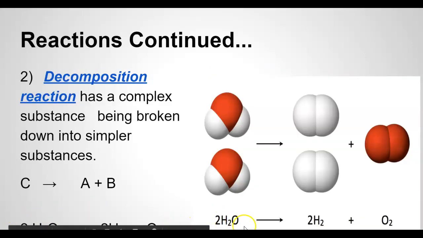The next one there is a decomposition reaction. A decomposition reaction is a larger molecule breaking down into something simpler. So in this case, one of the real simple ones here, this is water. We're going to break it down by using electricity into hydrogen gas and oxygen. And you actually get twice as much hydrogen gas as you do oxygen because there's two atoms of hydrogen and only one molecule of oxygen produced.